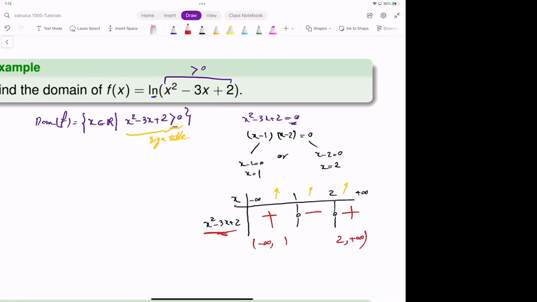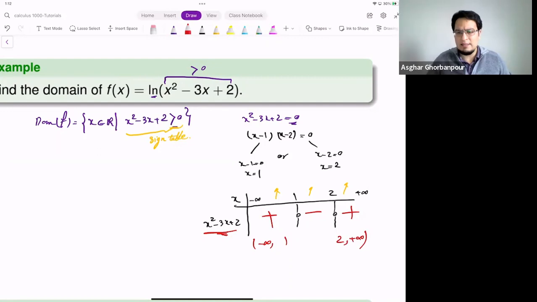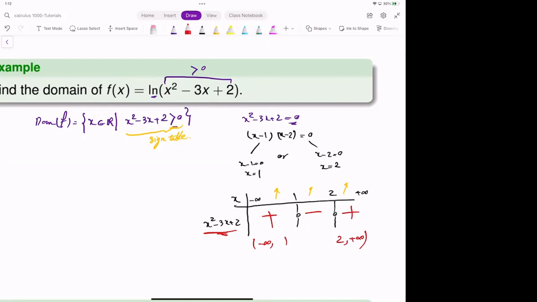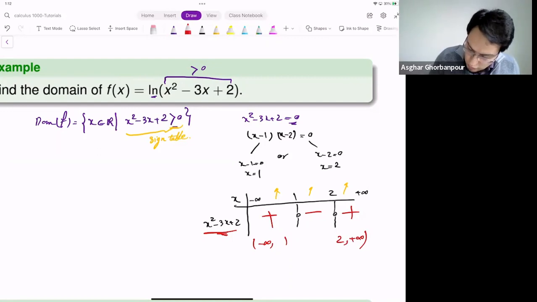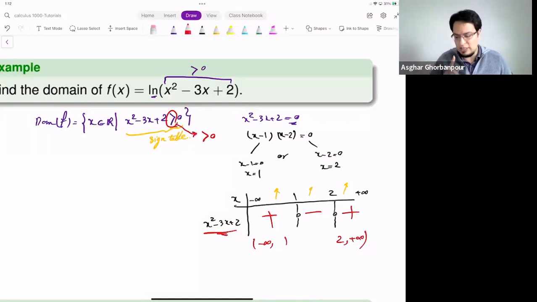Round brackets. And why is that? Because 1 and 2 are 0, so they're not included. Exactly. So the inequality here just says to find the values which are strictly bigger than 0, not 0. So that means I'm not interested in 0, wherever makes this expression 0, and that's why I should exclude those.